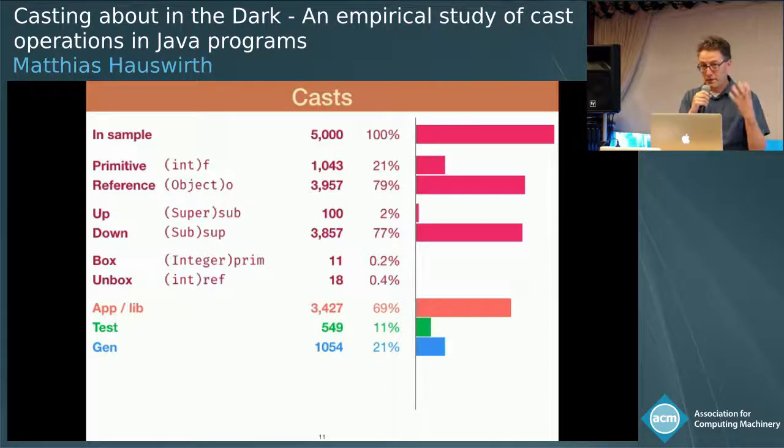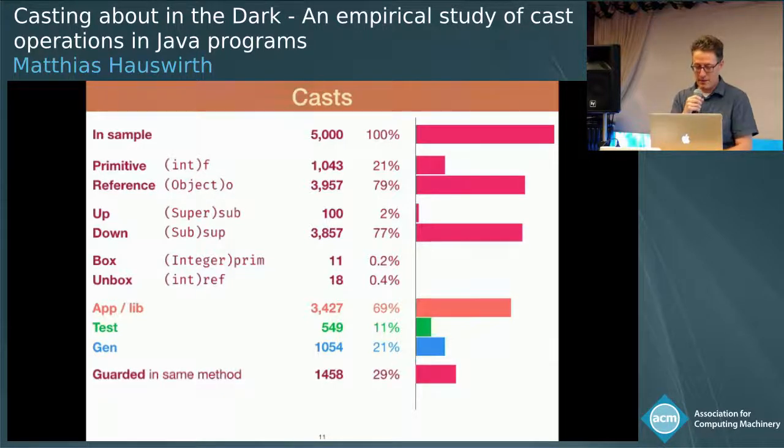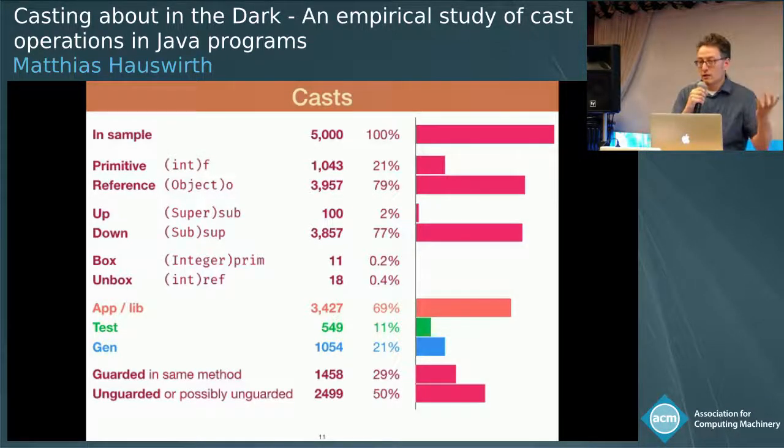Now, one of the properties of casts is they can fail. So we're breaking out of this type system, we could crash. We could have a ClassCastException in Java. So if you put in a cast, you may want to protect somehow against this failure, so you may want to guard it. We looked at the casts and saw whether there's a surrounding guard, at least in the same method, or not, or at least we couldn't find it easily. So 29% of those casts had a very close guard that was protecting them against failure.